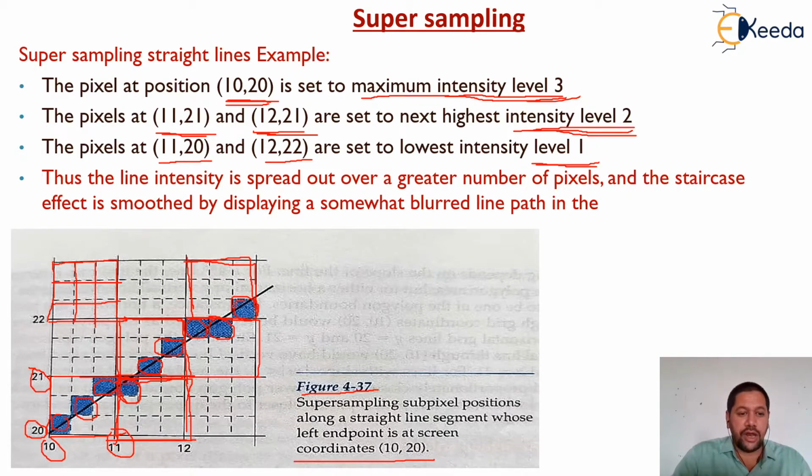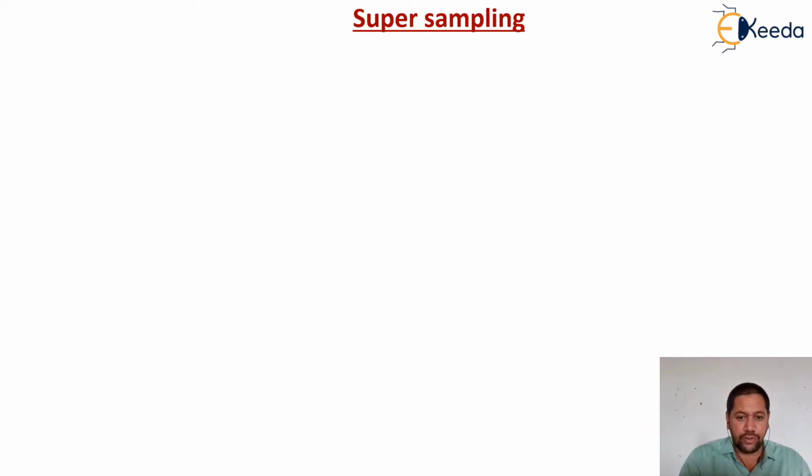Thus, the line intensity is spread out over a greater number of pixels, and the staircase effect is smoothed by displaying the somewhat blurred line path in the appropriate value. So that is the advantage that we have seen.